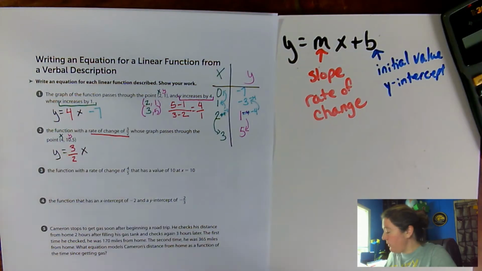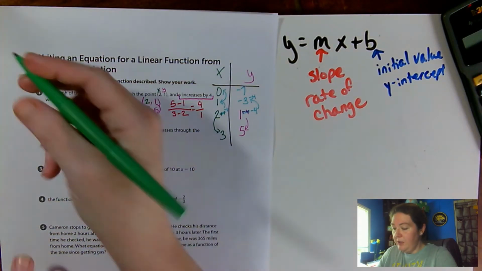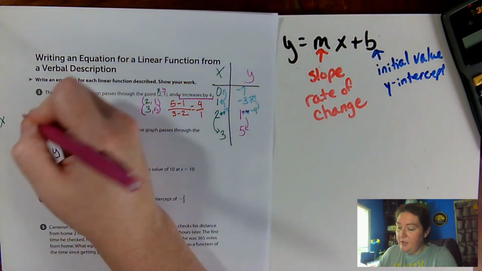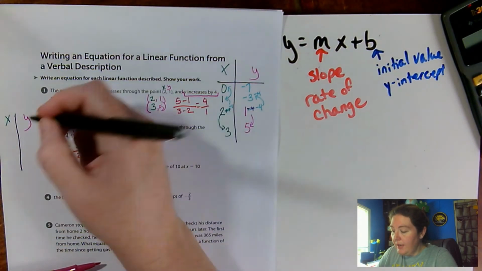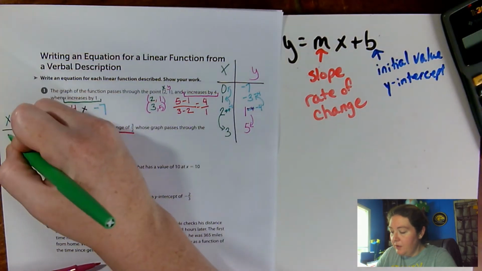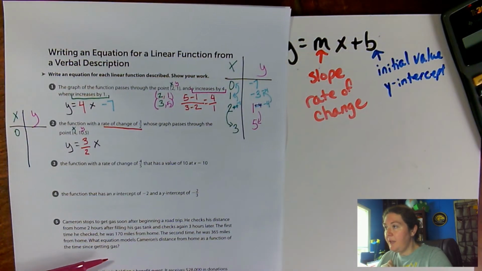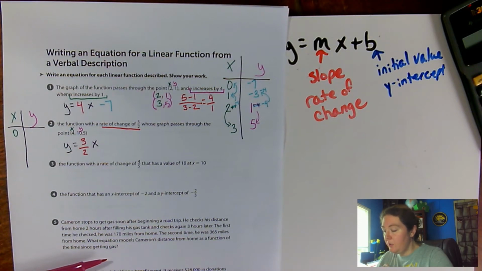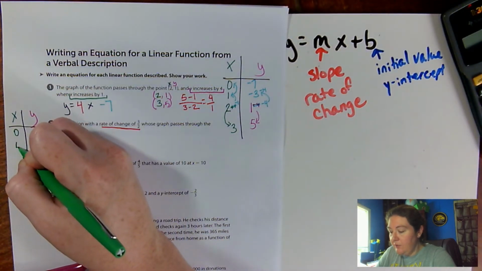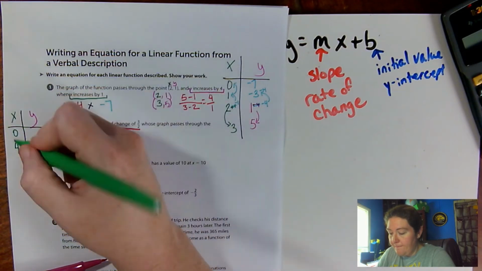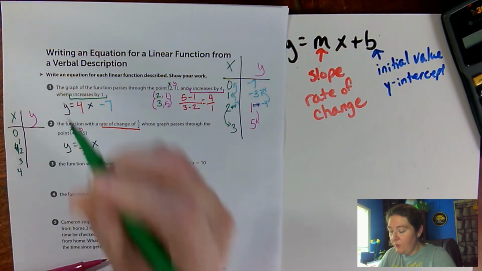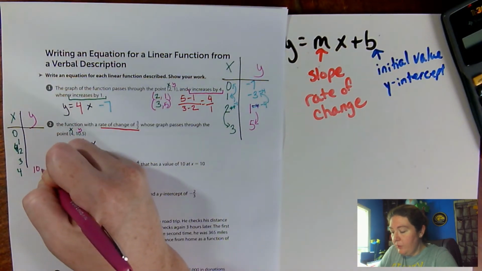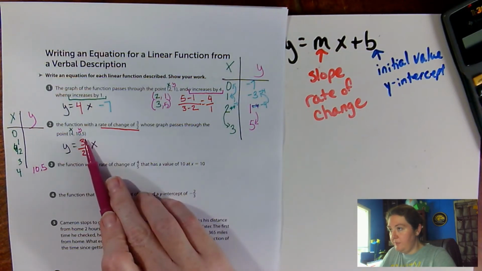10.5. So I'm going to come over here and I'm going to make another table. I've got my X and my Y. I know that I need the point where X becomes 0. That's going to be my Y-intercept. That's super important to get. So I know that X is 4. Let me add the rest of our numbers: 1, 2, 3, 4. I know that where X is 4, Y is 10.5. That's what it gives me, right?